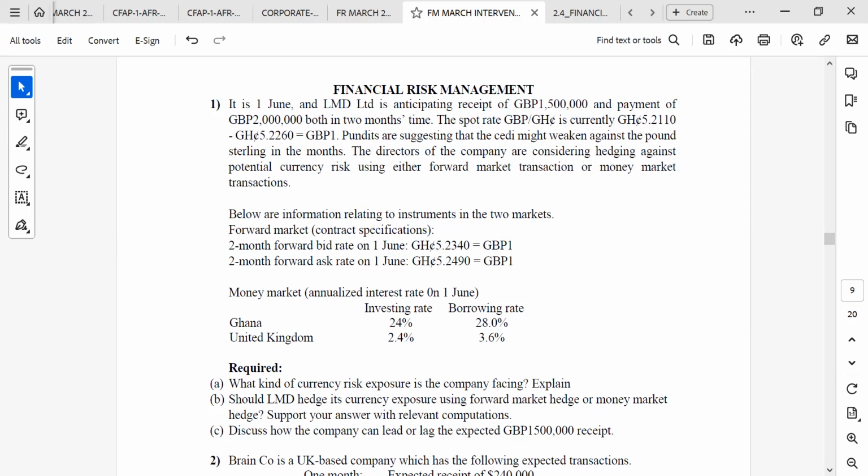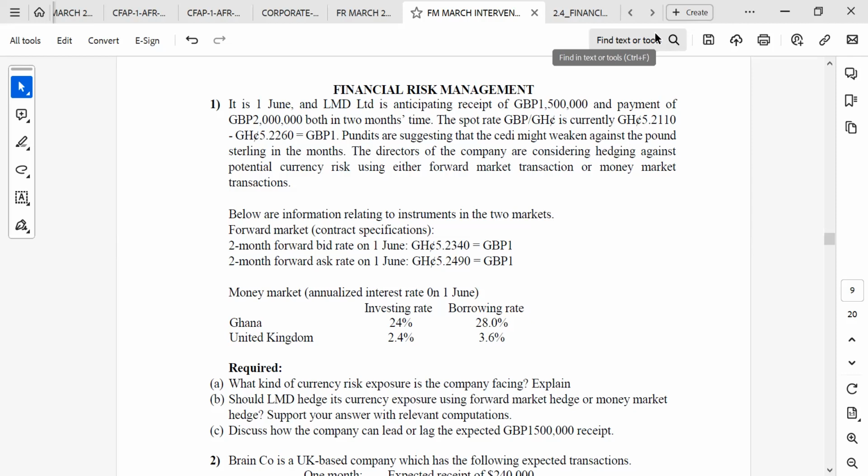Anyone else? Okay. It is a transaction risk because it involves a company engaging in a business transaction with another company outside the shores of Ghana, which is the UK. And so any business that goes on between the two of them, the exchange rate comes in due to the transaction that occurred between the two of them.